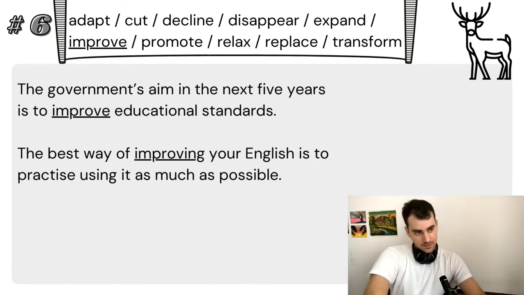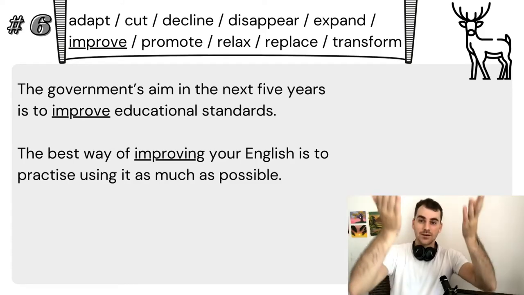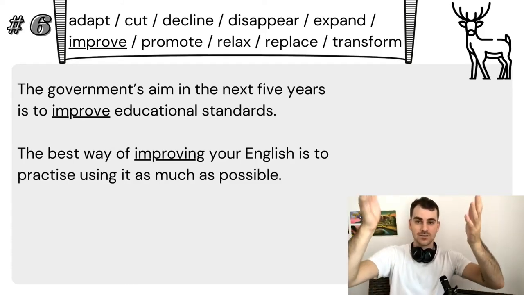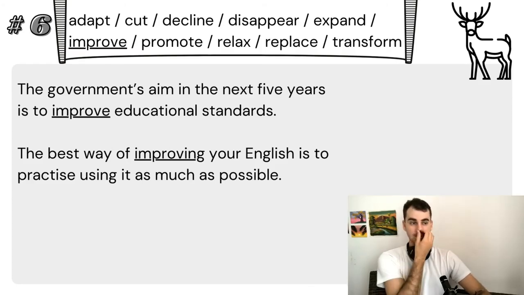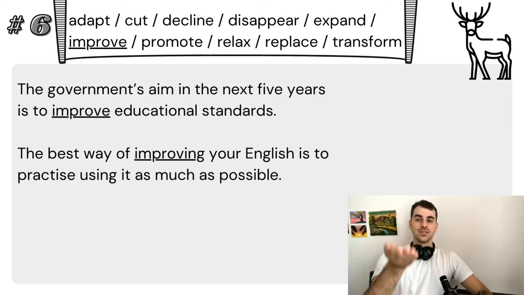Improve. The government's aim in the next 5 years is to improve educational standards. Improve means to make something better, uplift the standards. The best way of improving your English is to practice using it as much as possible. That's right. So you can improve educational standards, or you can improve English.